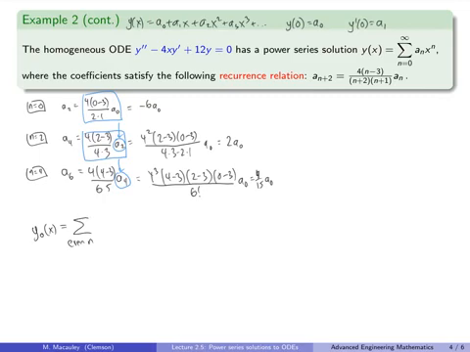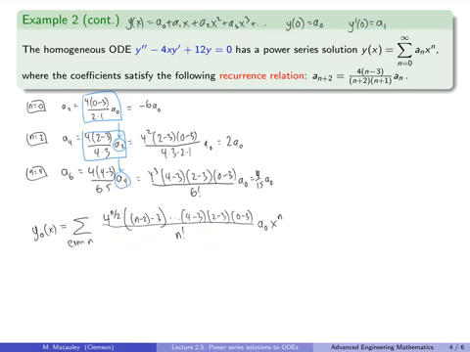So notice that when I have a 6, I have a 4 cubed. A 4, I have a 4 squared. So I'm going to have 4 to the n over 2 here. Then I'm going to have (n minus 2 minus 3), all the way down to (4 minus 3), (2 minus 3), (0 minus 3). And this whole thing is going to be over n factorial. And now I have a naught x to the n. So this is a solution.